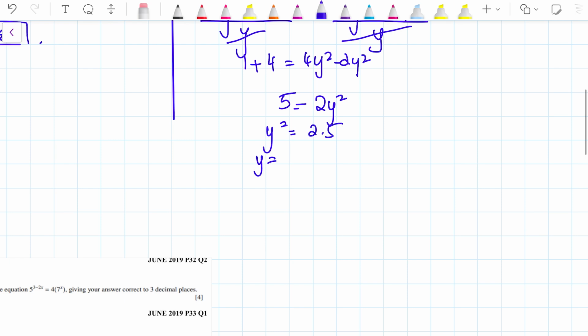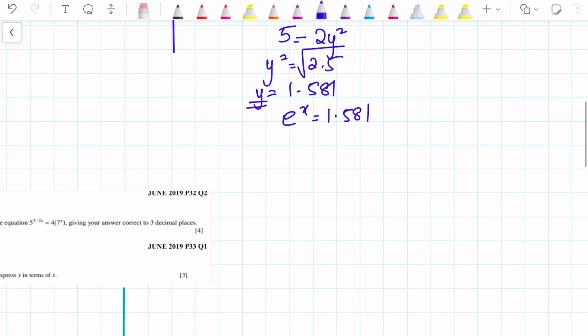Put a square root on it. And when you put a square root on it, we'll just take the positive value, which is 1.581. What is y? Y is e to the power x. And what happens when you move the exponential to the other side? It becomes ln. 0.458 becomes the answer.